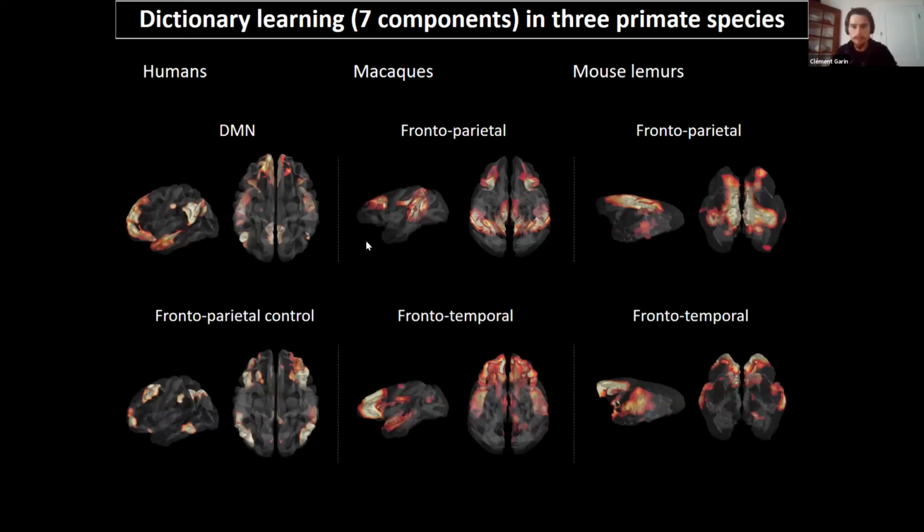So here you can see the results in our 3 species, and I only show you 2 statistical maps for each species. You can see classically that we are able to extract the default mode network and the frontoparietal control network in human, and in macaques that we recovered the 2 networks that I described to you earlier, the frontoparietal network and the frontotemporal network. Interestingly, in mouse lemur, we find a frontoparietal network that doesn't seem to involve the medial prefrontal cortex, and we find another network that involves the medial prefrontal cortex and some temporal area.